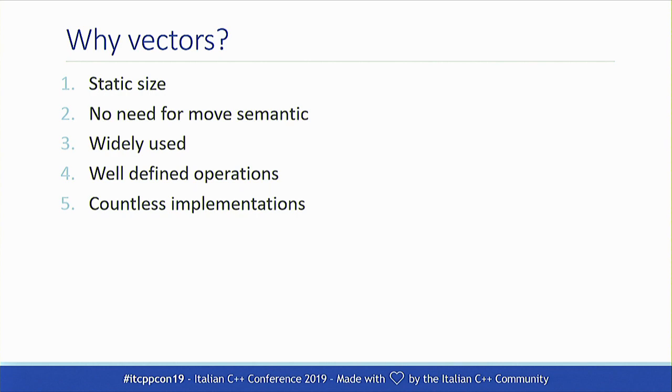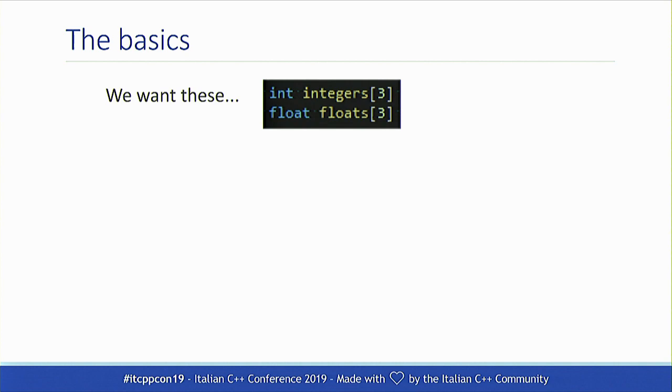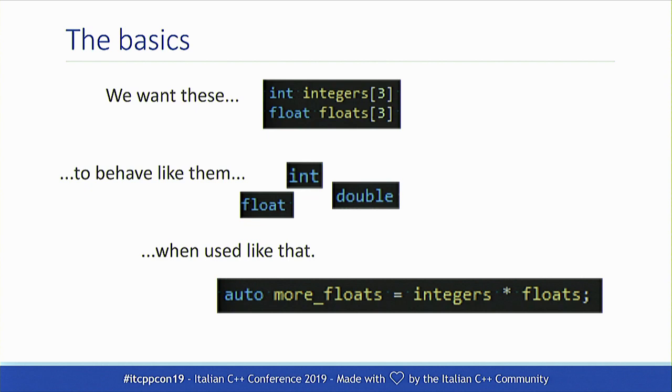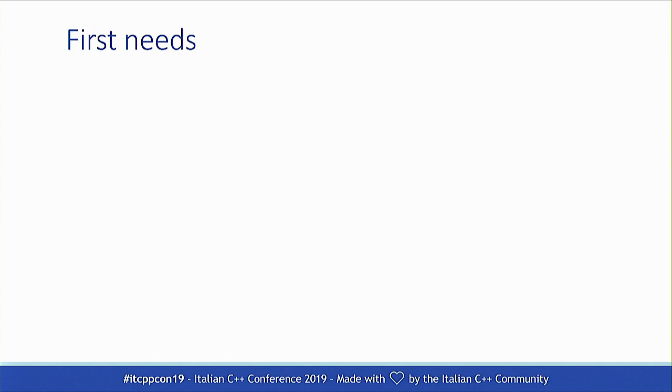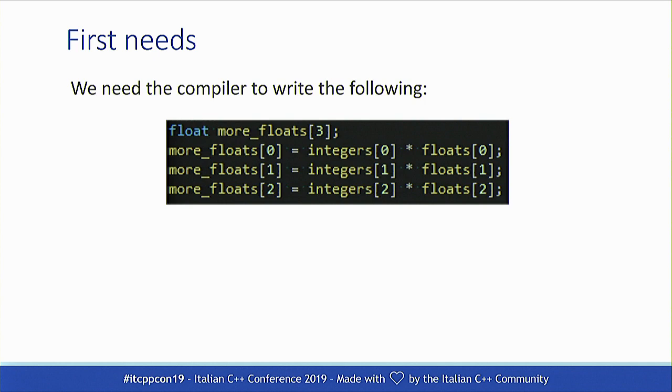Let's start from the basics. For vectors, we want static arrays of standard types to behave just like standard types when we try to use them in this fashion. So our first need is to let the compiler understand what it has to write. So in our case, this thing.